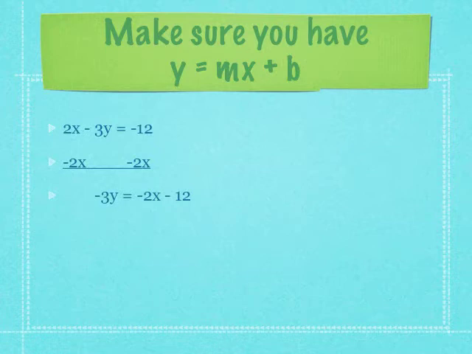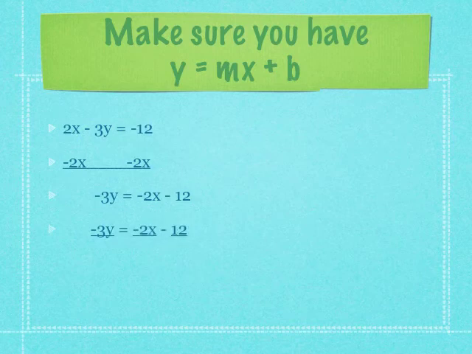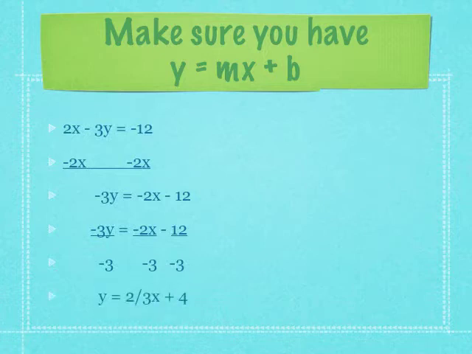Now be careful, because while the x is in the middle, I don't have y by itself. I still need to solve for y, so I'm going to divide each term by negative 3. So if I divide by negative 3, I get y is equal to, now negative 2 divided by negative 3 is 2/3, positive. So I have 2/3 x, and negative 12 divided by negative 3 is 4. So this is going to be really important that you look at all your equations and make sure they're in the y equals mx plus b order.